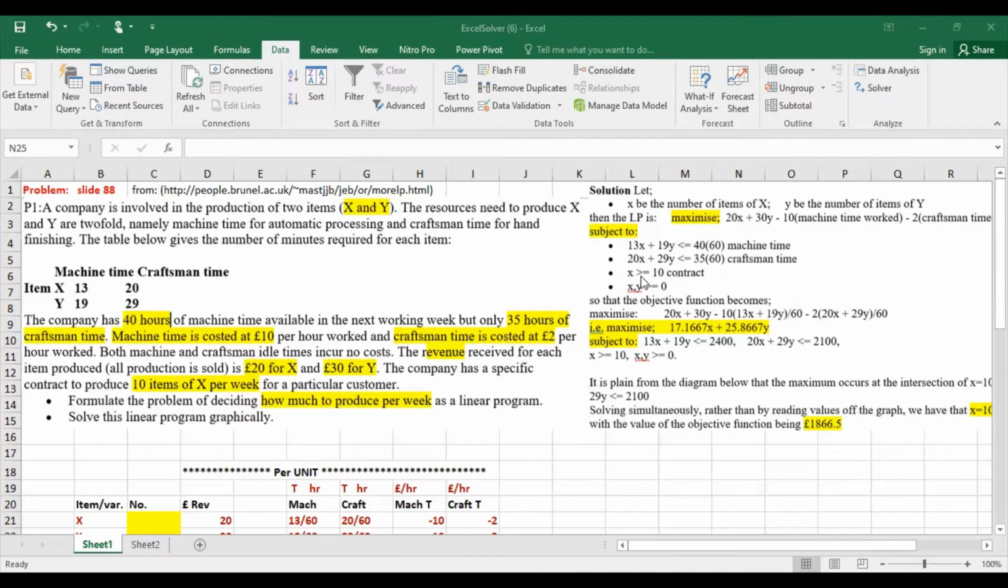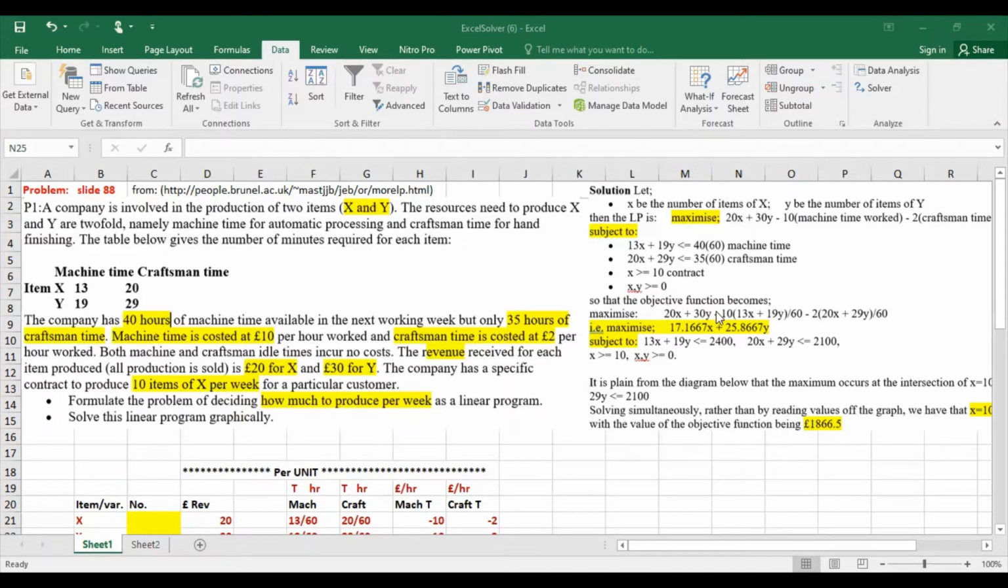And another constraint is that x is greater than or equal to 10. It is written over here that the company has a specific contract to produce 10 items of x per week. So x should be greater than or equal to 10, the contract. x and y are greater than or equal to 0. Keep it in mind, because you are obviously going to produce the items, so it should be greater than 0.